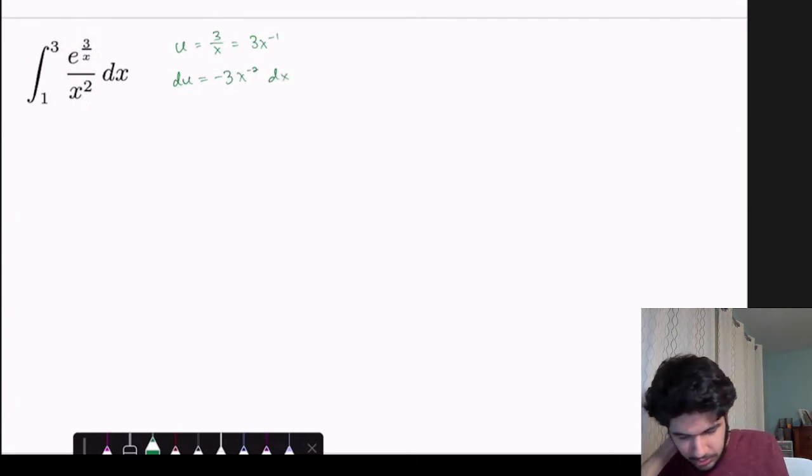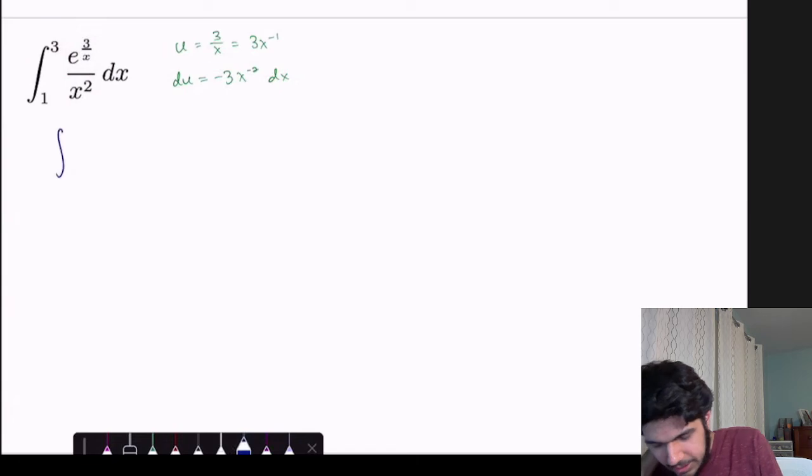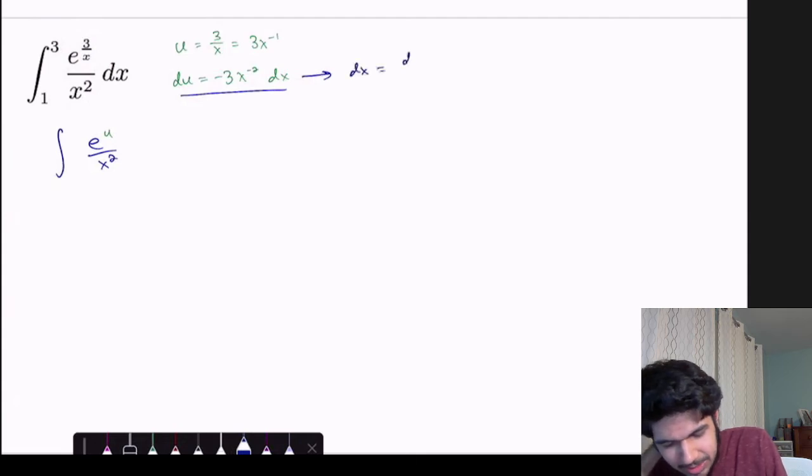Excellent. So let's rewrite the integral. We'll take care of the limits later. We have e to the u divided by x squared. Let's handle this separately. Dx equals du over negative 3x squared. So let's plug that in. Du over negative 3x to the negative 2.